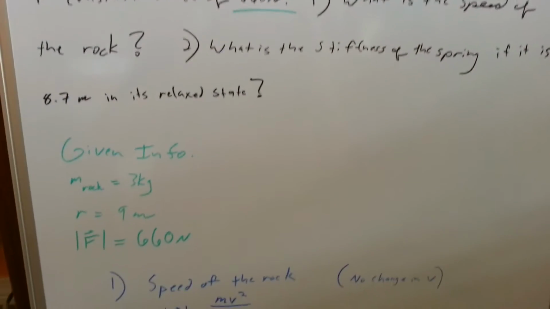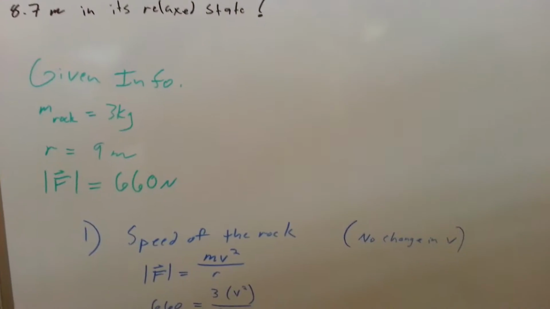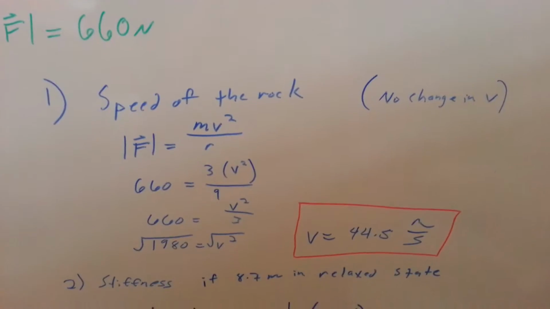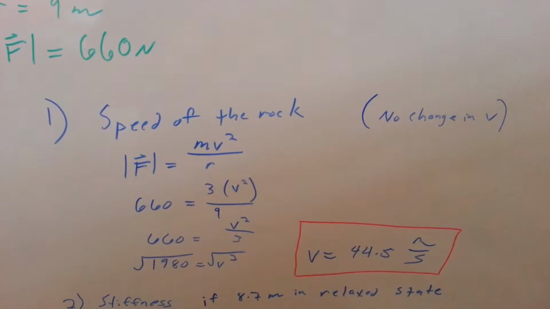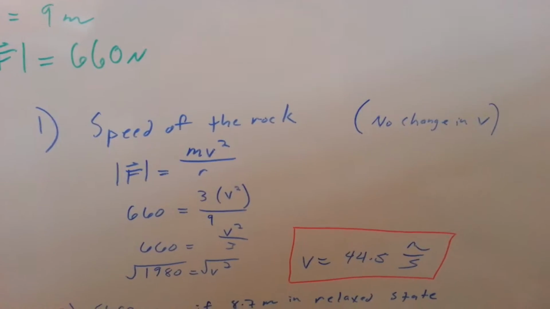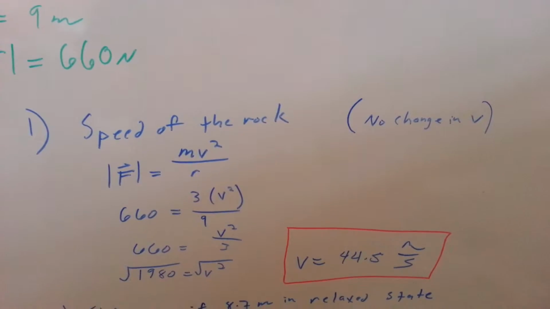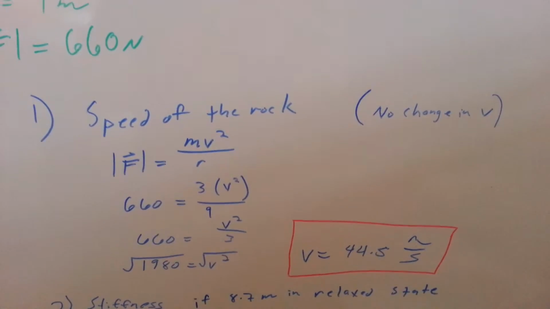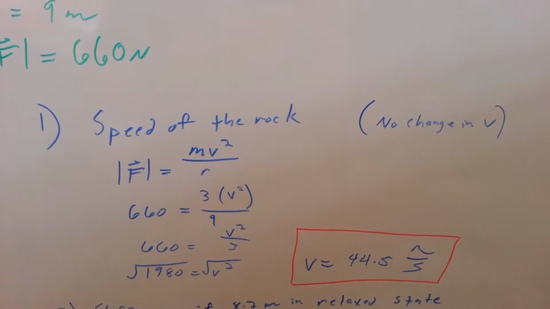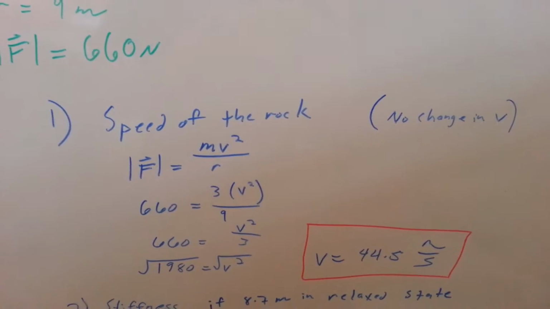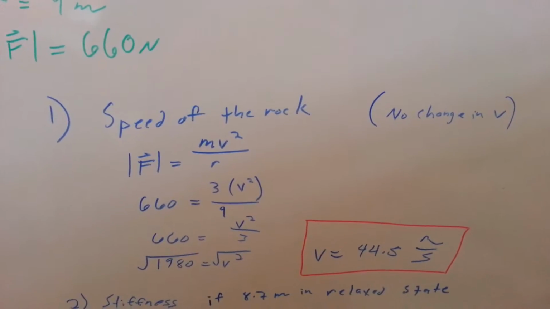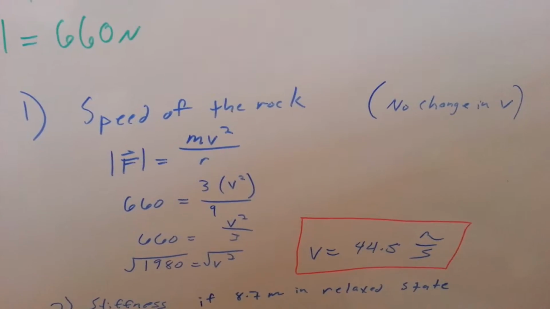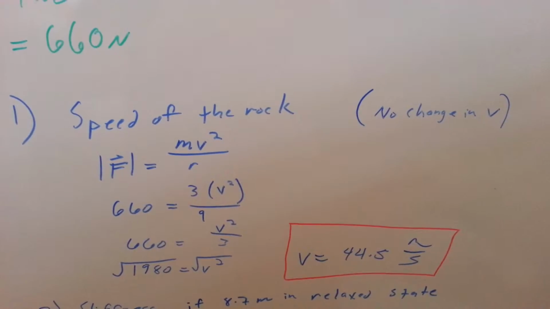So in the first step, we had to find the speed of the rock, and we would use the starting equation of force equals mv squared over r. Now note that there is no change in speed. Because of that, you would use the perpendicular force, and that equation, F equals mv squared over r, is the equation you use for the perpendicular force. After you have your equation, you can plug in the numbers, and you would get a velocity of 44.5 meters per second.